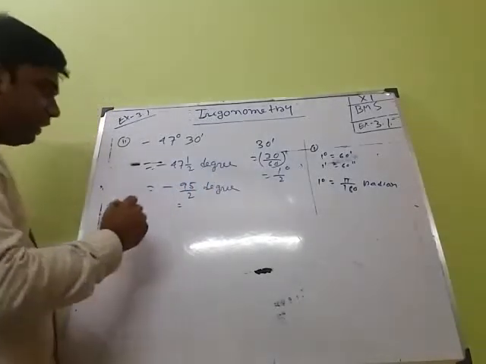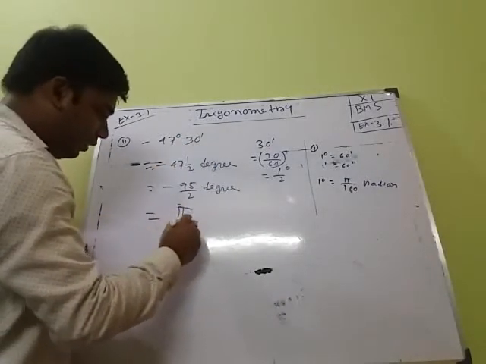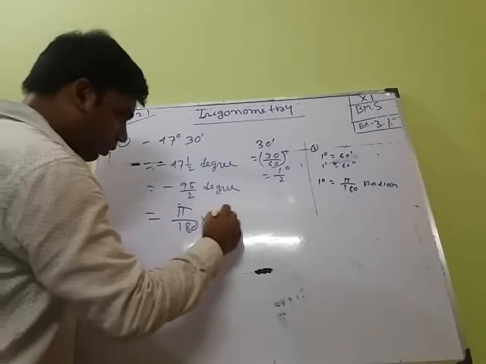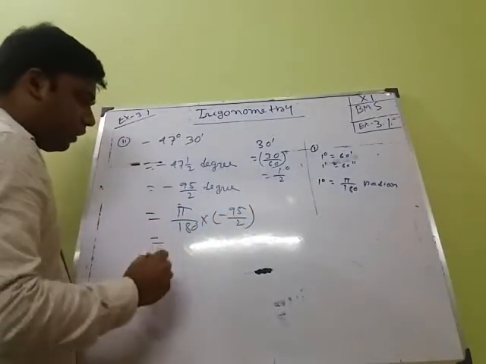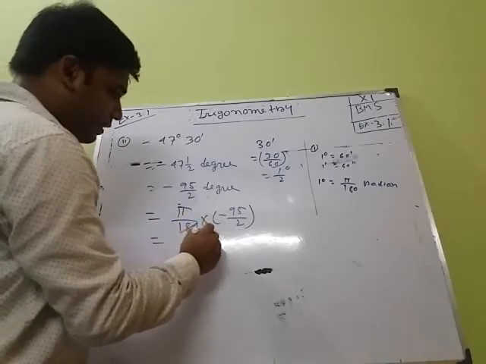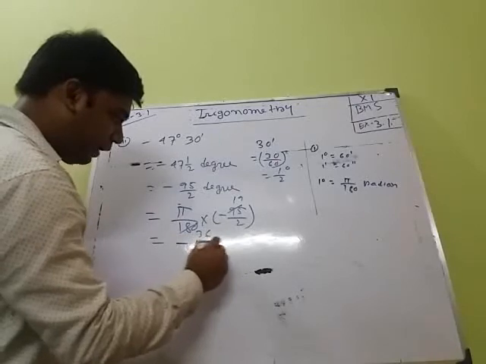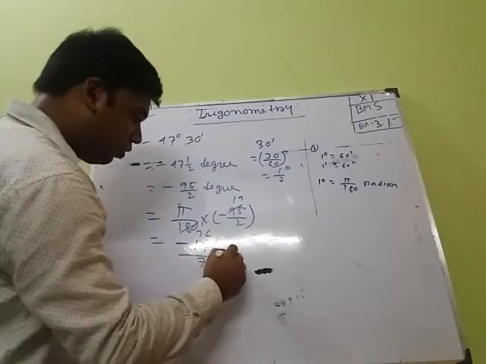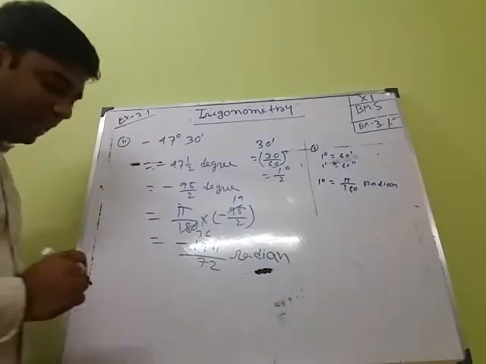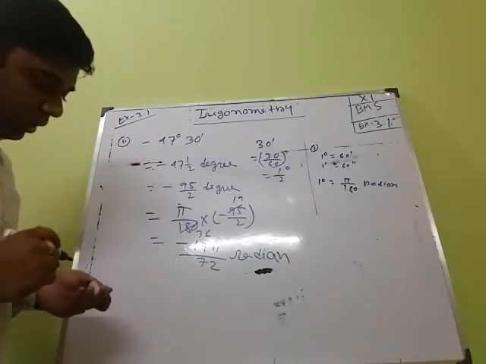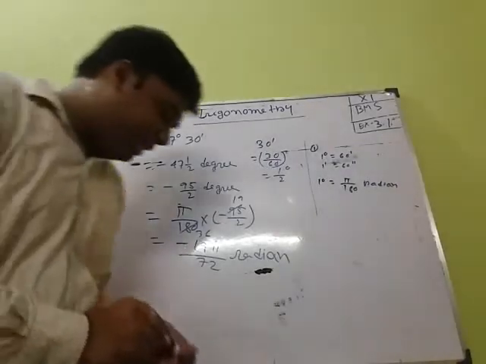Now if I change this into radian, our formula is pi by 180 into minus 95 by 2. That gives minus 19 pi by 72 radian. That is the second sum.